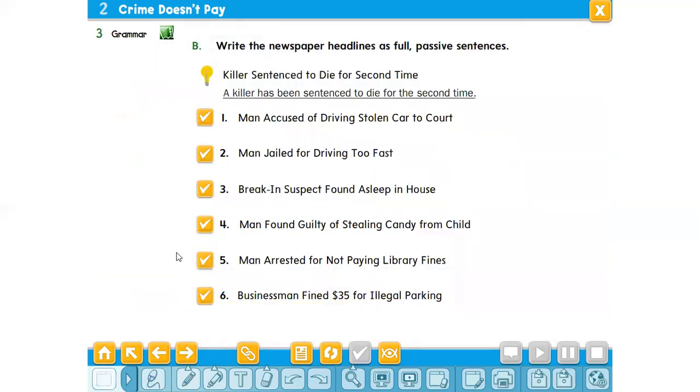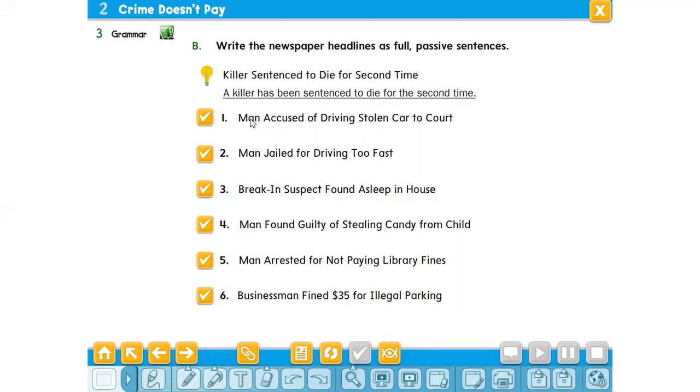The next exercise, number B, write the newspaper headlines as full passive sentences. Killer sentenced to die for second time. A killer has been sentenced. Has been plus past participle.